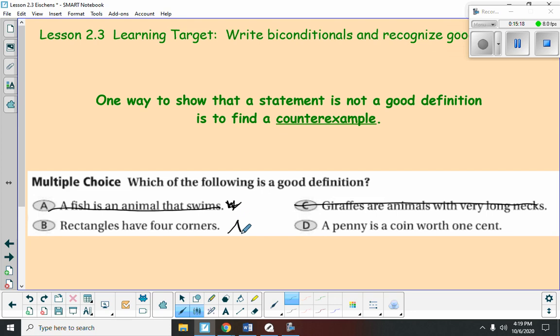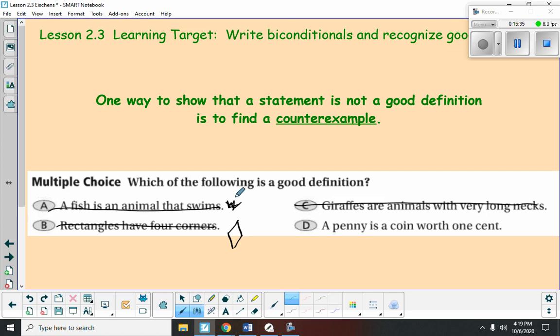Well, how about a diamond? That's not necessarily a rectangle. That doesn't have right angles in the corner, right? So that's not good. It's not reversible. And a counterexample would be giving a diamond. A counterexample here would be giving a name of another animal that swims like a deer.